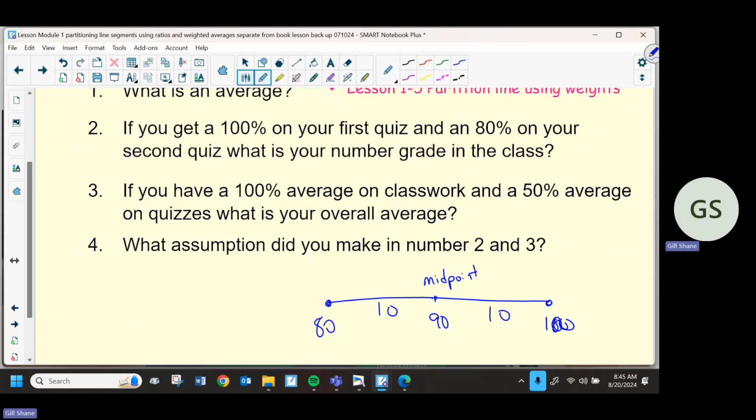All right, next. You have a 100 average on classwork, 50 average on your quizzes. What's your average? 75 would be right in the middle, right? So 50, 100, again, right exactly in the middle, the midpoint.